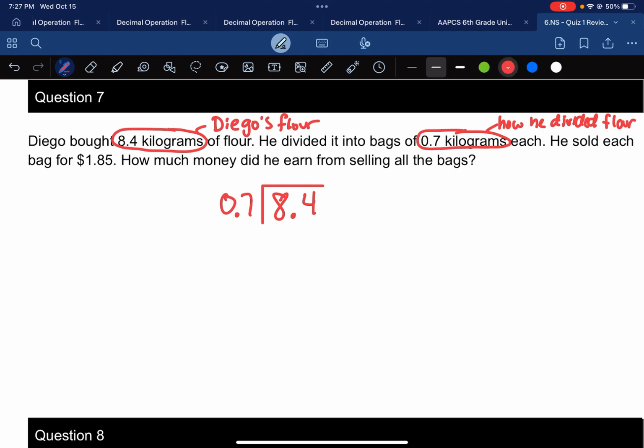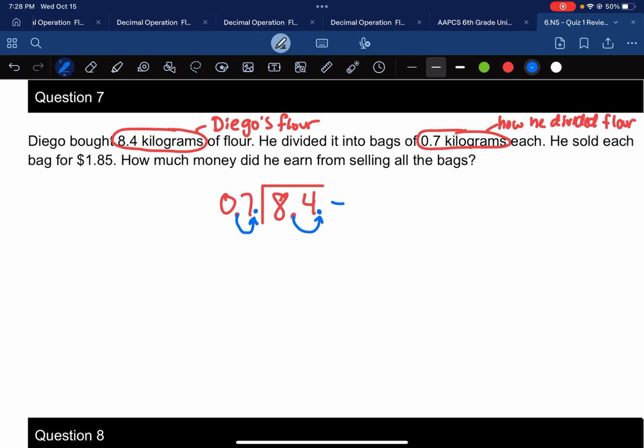Okay? Now, remember, we can't have a divisor that's a decimal. We've got to make it whole. So the only way to do that is to move the decimal point to the right. And we're going to move that decimal point one time to the right. So that goes here. And however we move the decimal in the divisor, we move it in the dividend. So we're going to move this over one time as well.